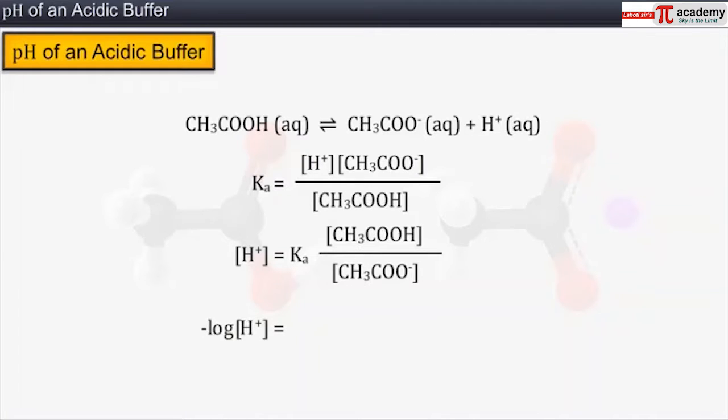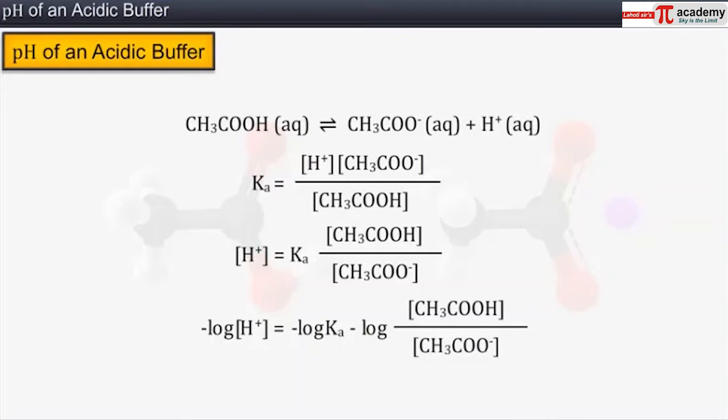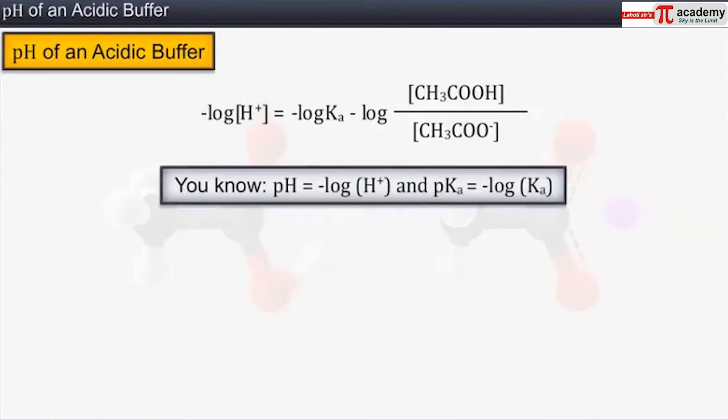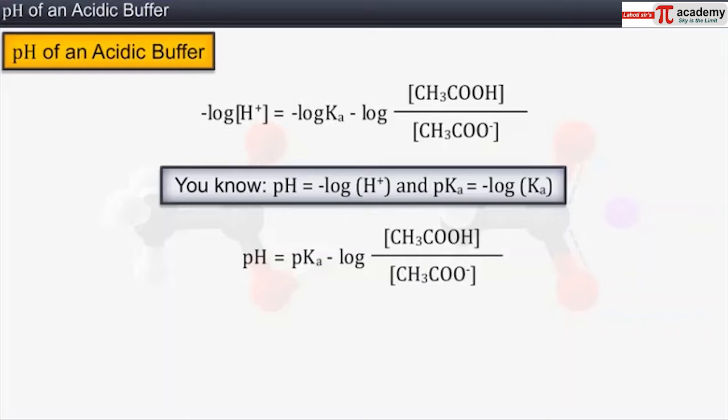minus log of concentration of H plus ions is equal to minus log of Ka minus log of concentration of acetic acid divided by concentration of acetate ions. You know that minus log of hydrogen ions is equal to pH and minus log of Ka is equal to pKa. Therefore, we can now write the equation as pH is equal to pKa minus log of concentration of acetic acid by concentration of acetate ions.